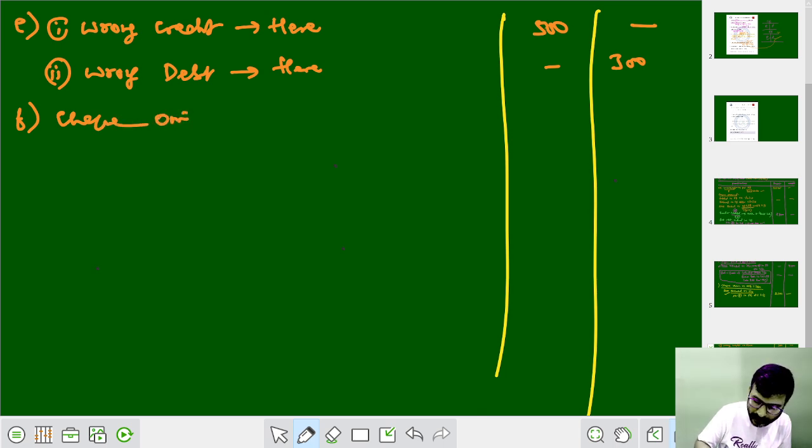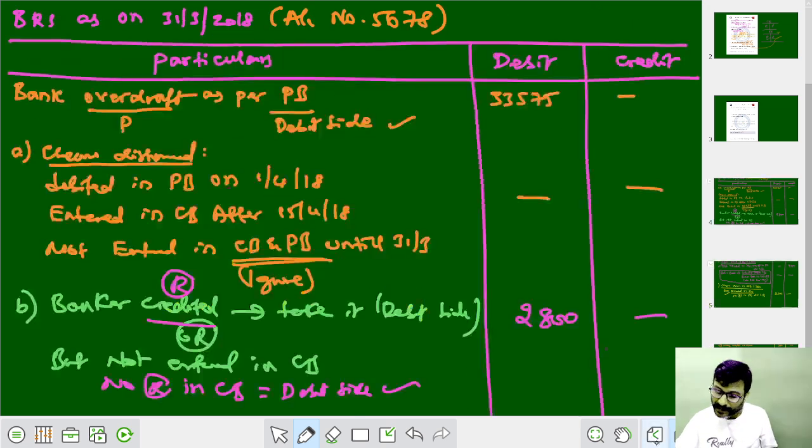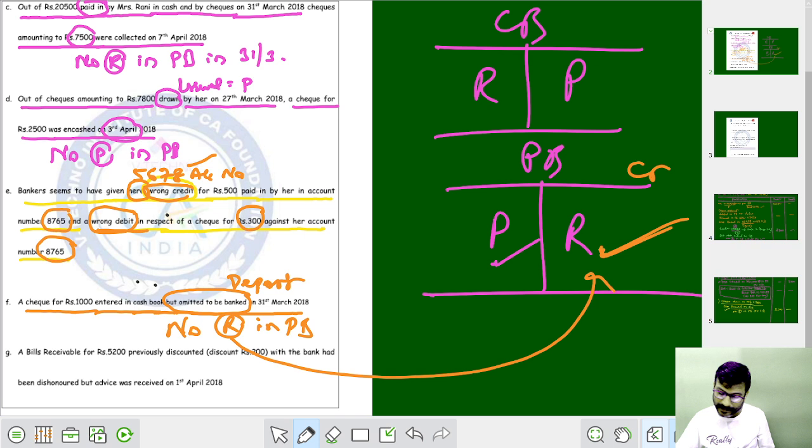Check omitted to be banked. Omitted to be banked means no receipt in passbook, no credit in passbook. So where we have to take? We have to take it on the credit side. Really, it's one of the difficult concepts. Every concept in this problem seems to be a little bit confusing.